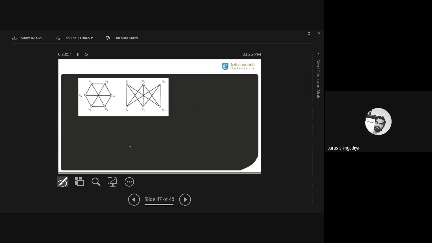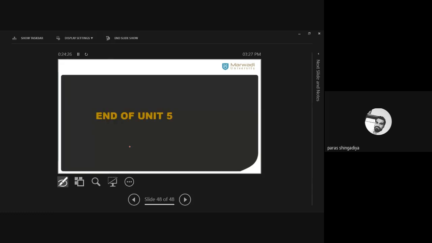Another one, the last one. Okay? Is it an isomorphic graph? Just check it. There is no vertex at the center. All the vertices are on the boundary. 6 vertices are there, and that one also has 6 vertices. And how many edges? 9 edges. Okay, 9 edges are there. So it is very easy to verify this also. So that is the last topic of this unit, and that is the end of unit number 5.